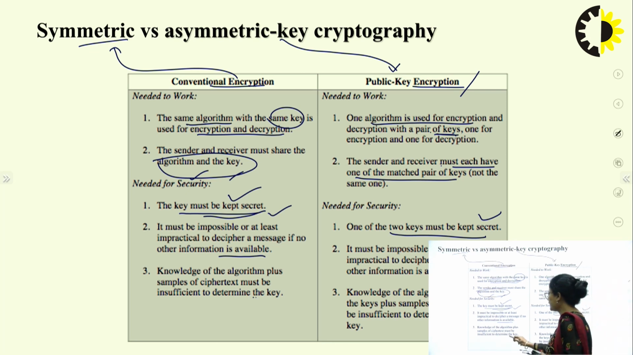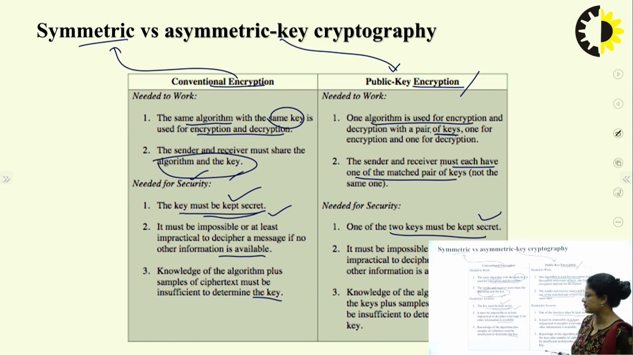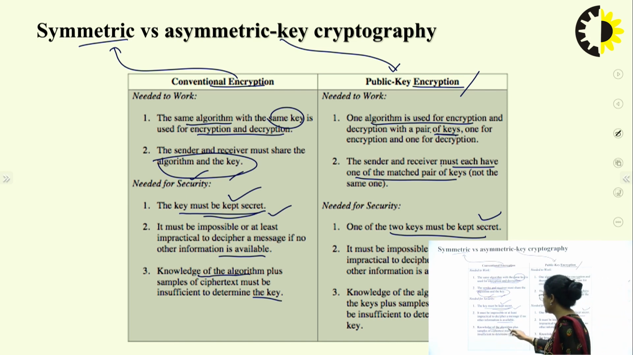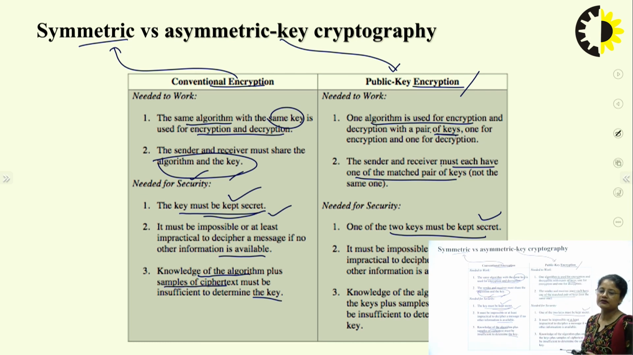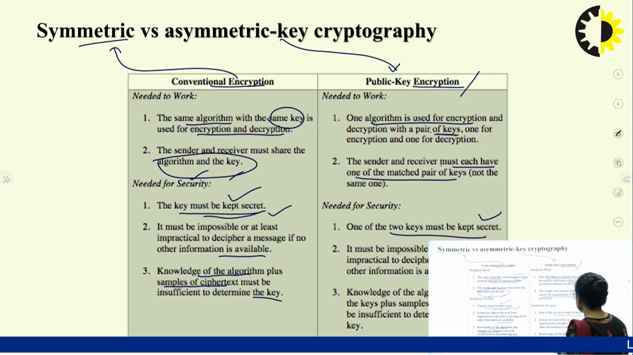So, to determine the key, what is required, from an attacker's point of view or a crypto analyst's point of view? You need knowledge of the algorithm, plus you can have samples of the ciphertext to make a guess about the key. Now, in the case of public key, what is required? The knowledge of the algorithm plus one of the keys plus samples of the ciphertext must be insufficient, we can say, to determine the keys.